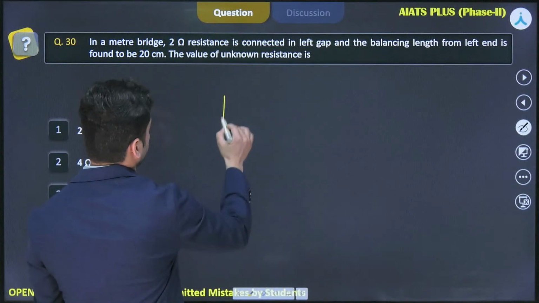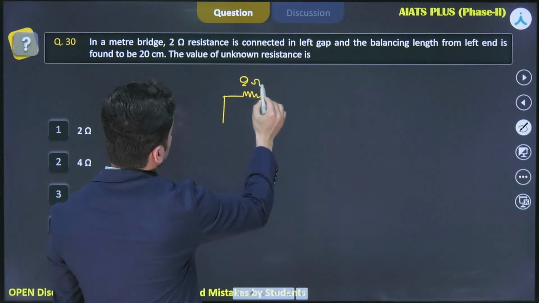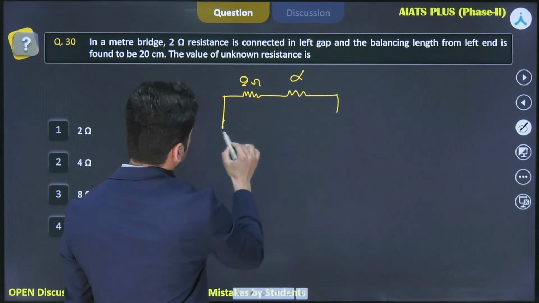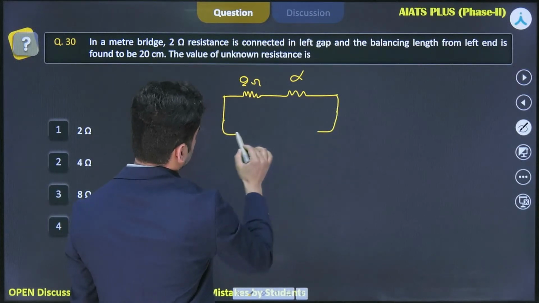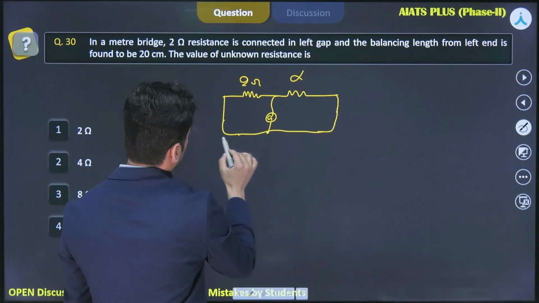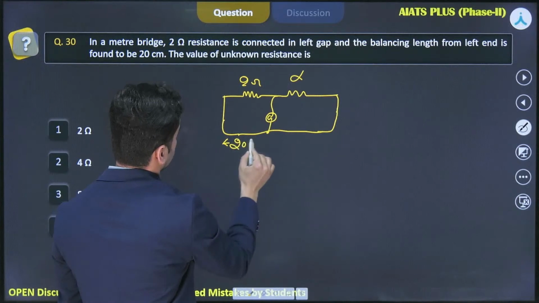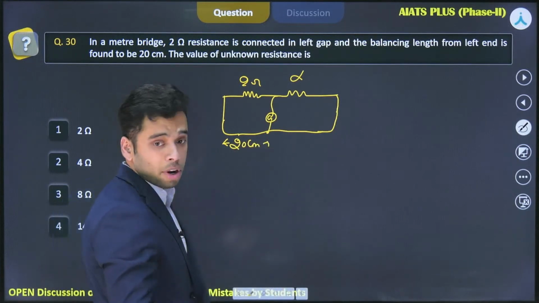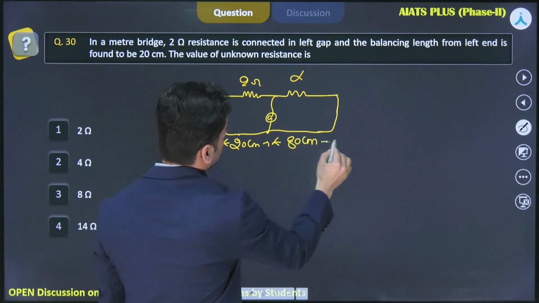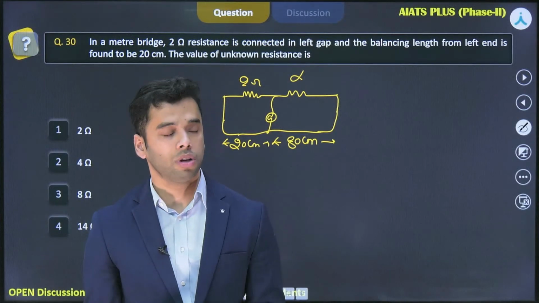Let me draw the circuit for you. So this is 2 ohm resistance connected in the left gap, and this is alpha, your unknown resistance. And let me draw this, and the balancing length from the left end is 20 centimeter. So this is 20 centimeter. It is a meter bridge, so this part will be equal to 80 centimeter. So you need to find out the value of alpha. Can anyone give me the answer to the value of alpha?